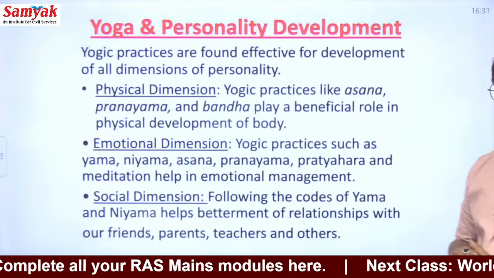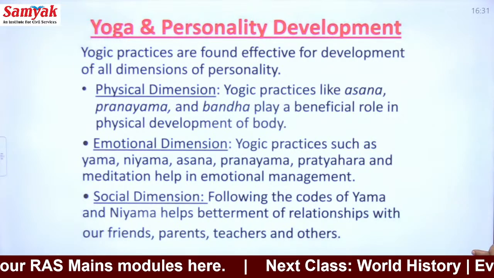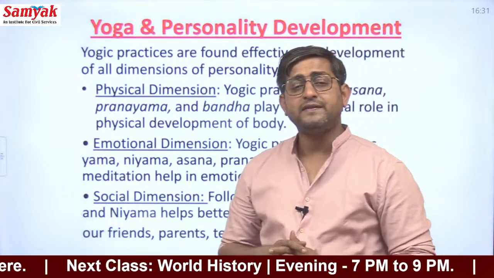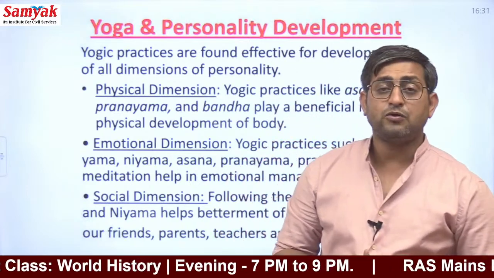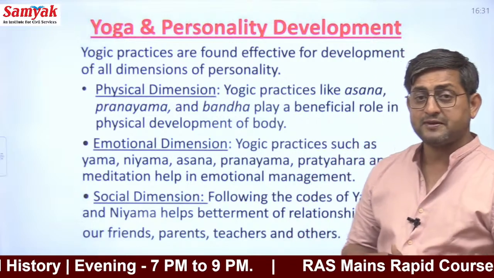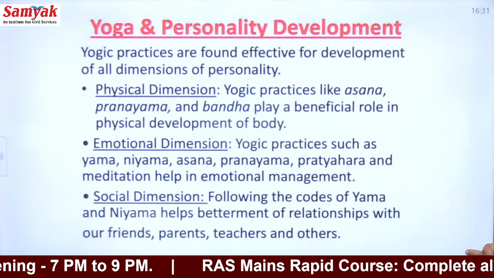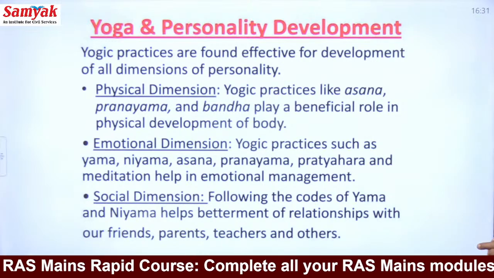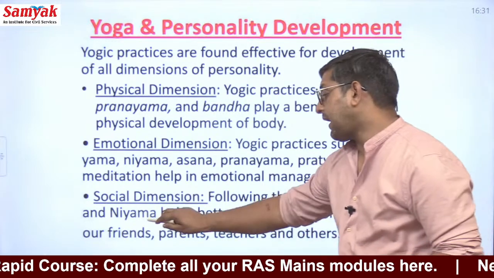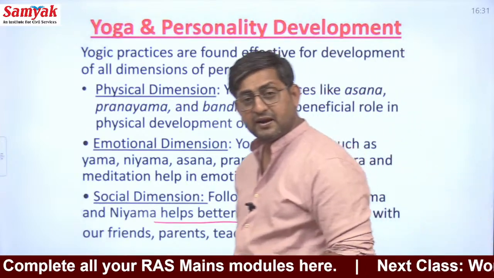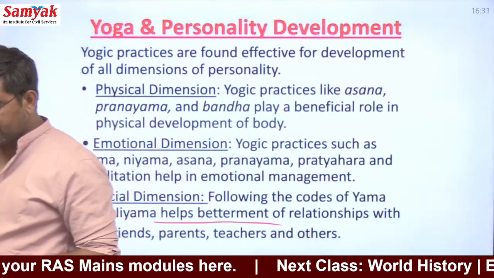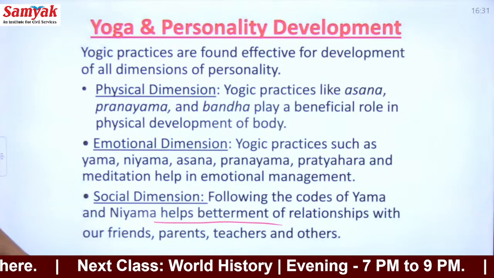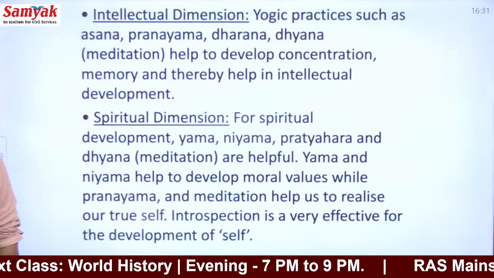Similarly, we have the social dimension. Social dimension means what type of relationships, or we can call it interpersonal relationships. Now to improve the interpersonal relationships of one individual with another, in yoga we have the system of yama and niyama. So following the system of yama and niyama can be helpful in improving interpersonal relationships. That is how you can improve this social dimension of the personality.